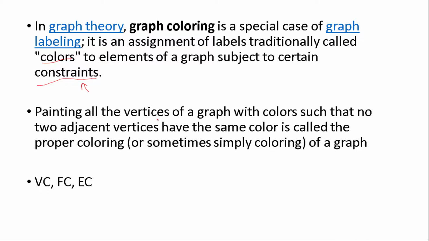So painting all the vertices of a graph with colors such that no two adjacent vertices have the same color. So this is my constraint or my restriction or condition that no two adjacent vertices should have the same color. This is called proper coloring of a graph, or simply coloring. As there are two components of a graph, either vertex or edge, corresponding to that we have vertex coloring, edge coloring, and we have another component that we may regard as the face. So this is face coloring.